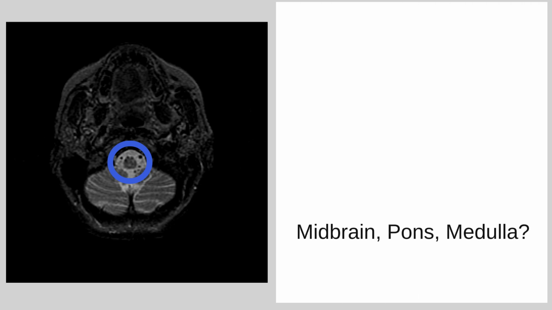When presented with a random axial section of brainstem, sometimes you can't tell whether you are looking at a slice of midbrain, pons, or medulla. Even if you just guessed, you would have a 1 in 3 chance of being correct. The brainstem is circled in the image.